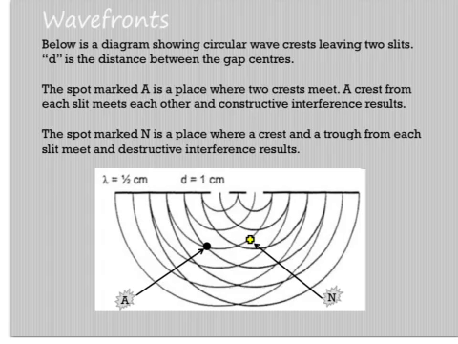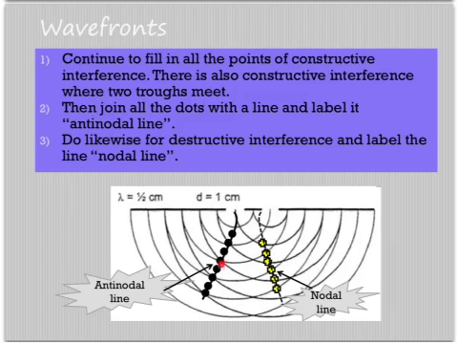Look at this point here called N. This crest comes from this slit. This trough comes from this slit. So a crest meets a trough and it destroys each other, so there is destructive interference. This line here joins up all the black dots where there is constructive interference. This line here joins up all the yellow crosses where there is destructive interference. And this line is called antinodal line. This line is called nodal line.